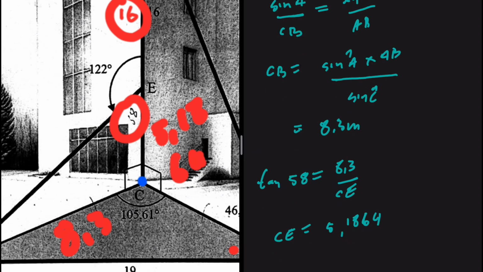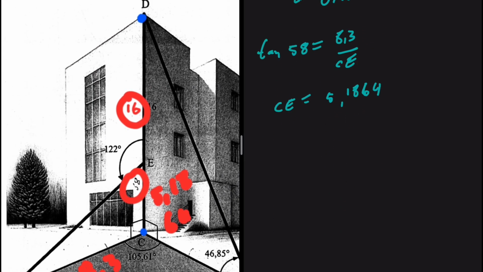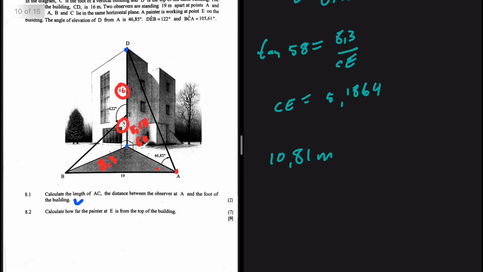So from C to E is 5.1864. So how far is E from D? Well, 16 minus the answer. It is 10.81 meters apart. What is the question? Yes, how far is it? It is 10.81 meters from point D.